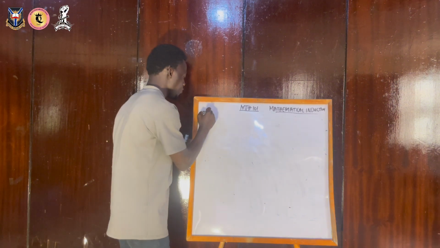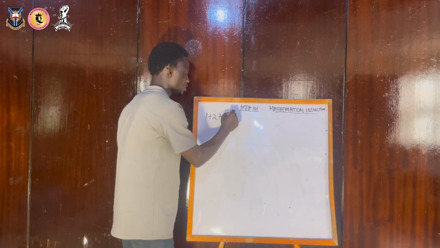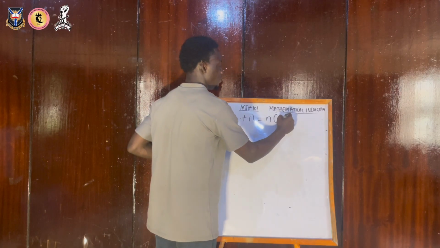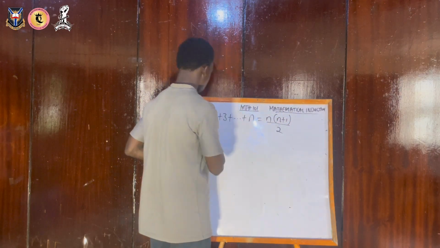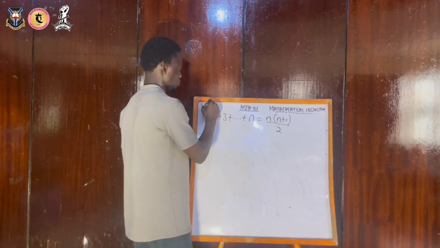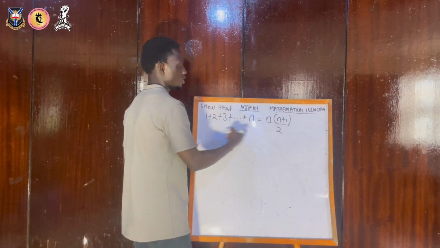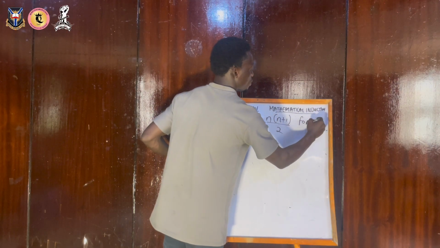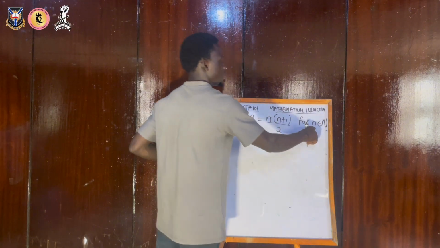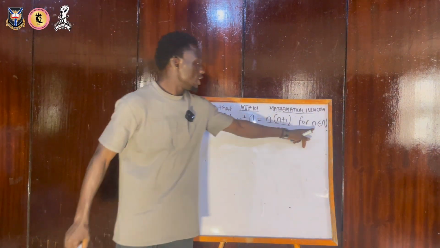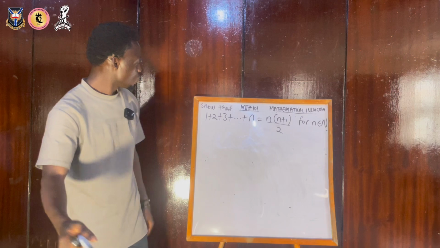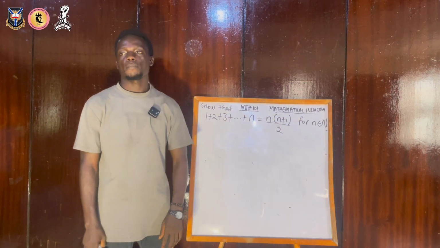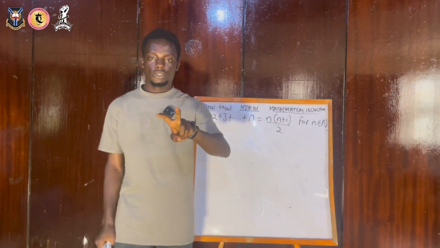Now, for instance, let's say 1 plus 2 plus 3 plus dot dot dot plus n equals n into n plus 1 over 2. Show that this is true for all natural numbers of n. That is, n is coming from natural numbers. N is an element of natural numbers. So we have to show that 1 plus 2 plus 3 plus dot dot dot till n equals this guy. Now, we have three steps we do.